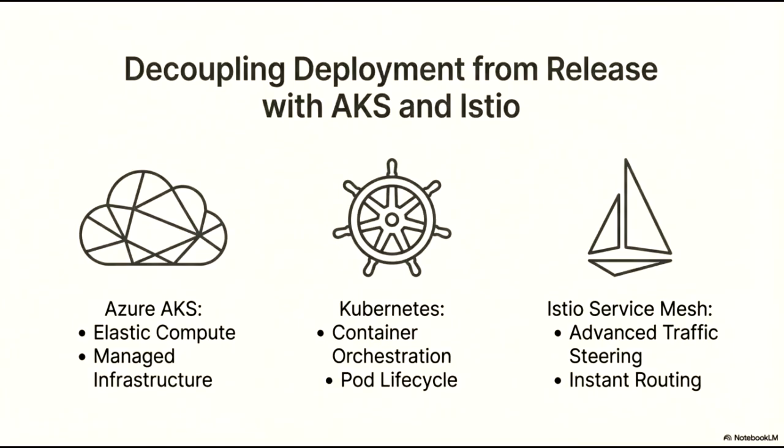Istio grants us the ability to perform advanced traffic steering and instant routing. This means we can deploy a new version of our service to the cluster without immediately exposing it to users. By separating the technical act of deployment from the business decision of release, we gain the flexibility to perform granular testing in production and execute seamless, zero-downtime rollouts.